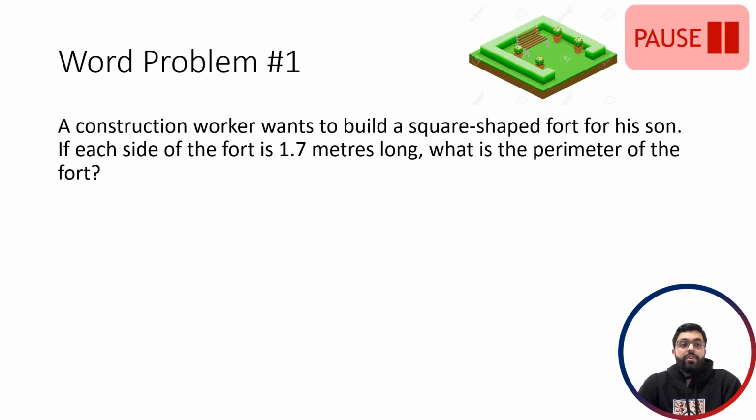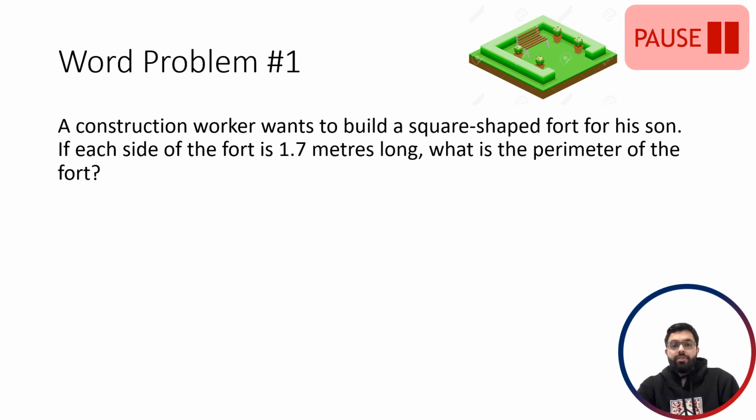And the last thing that we're going to do today is go through a word problem, nothing too complicated. The problem reads: a construction worker wants to build a square-shaped fort for his son. If each side of the fort is 1.7 meters long, what is the perimeter of the fort?